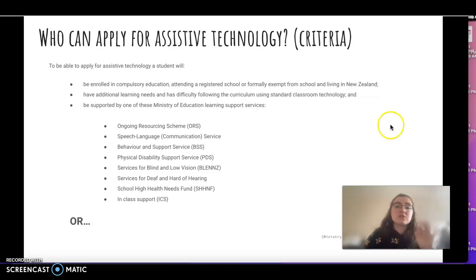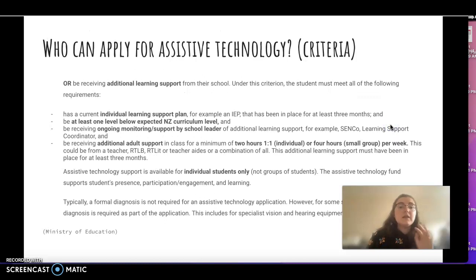However, if you're not involved in any of them, which a lot of our students won't be, the other option is that you have an IEP in place, or an individual plan. Our RTLB CAP plans work as those. That covers that one off. Students need to be at least 1 level below their curriculum. They need to have ongoing support by a school leader, so that could be the SENCO or Learning Support Coordinator. So they need to just have ongoing monitoring by them.